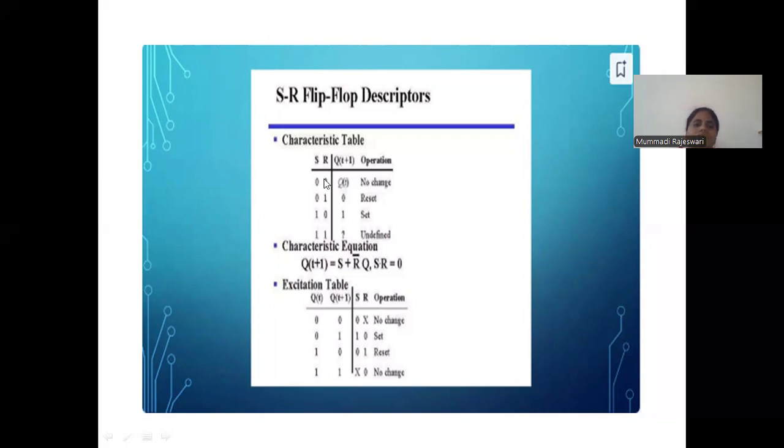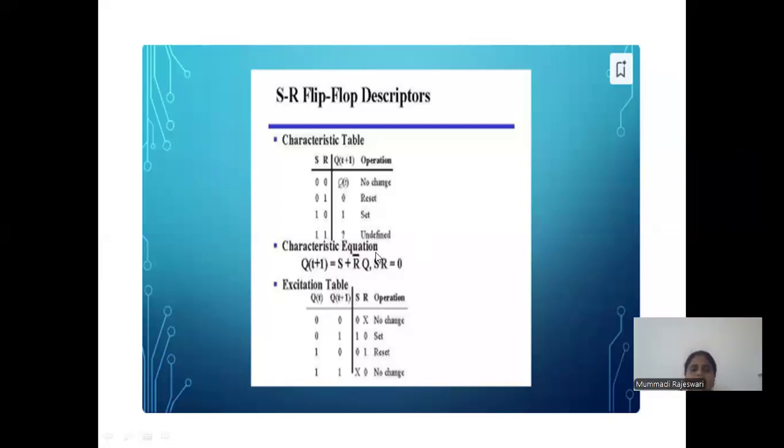This means when S is equal to 0 and R is equal to 0, the next state or output of your SR flip-flop will be a no change condition. When S is equal to 0 and R is equal to 1, your output will be reset. When S is equal to 1 and R is equal to 0, the output is the set condition. And when both inputs are 1, 1, the output will be undefined, not defined.